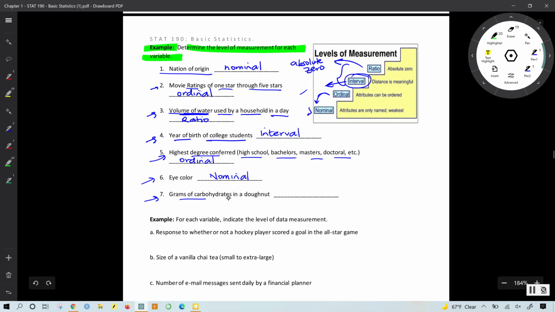Then what about grams of carbohydrates in a donut? This will need to be measured and recorded as numbers. Since we're recording it as numbers, it will be at the ratio level of measurement. So this is ratio.